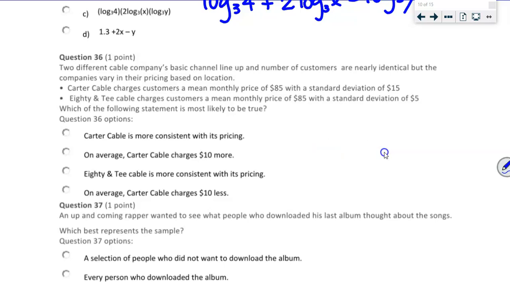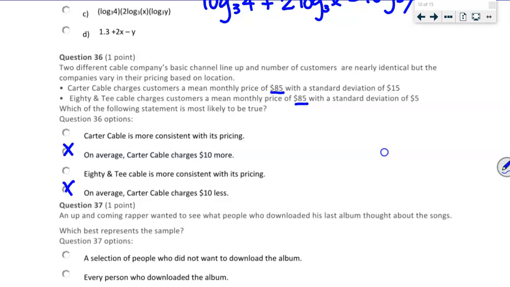basically narrow this down. On average, Carter Cable charges $10 more. Well, that's not true because they both charge the same. So we know this one's not true. And then down here, this one's not true either. On average, Carter Cable charges $10 less. They both charge the same.